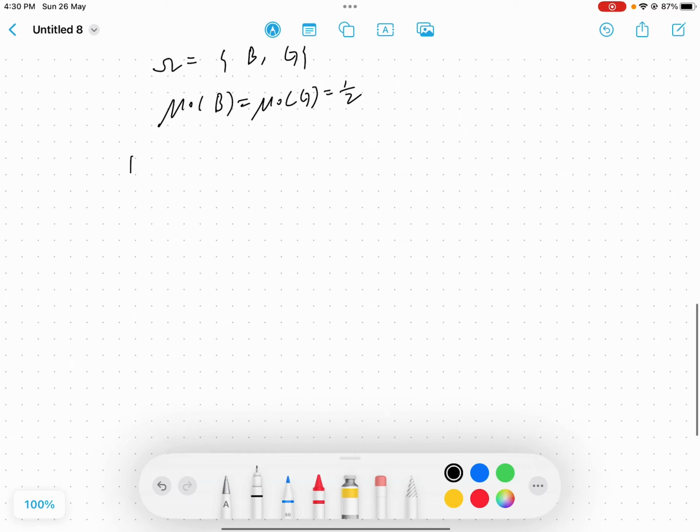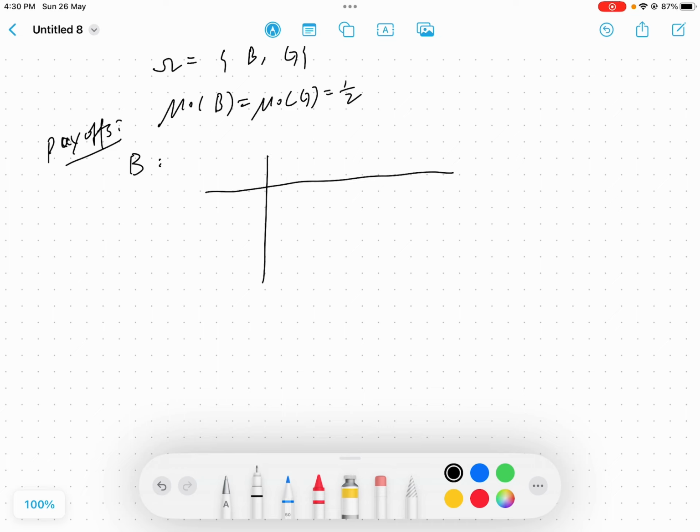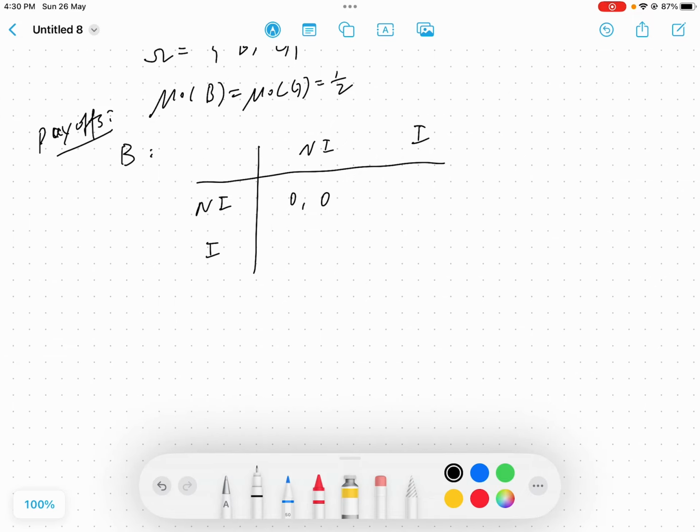Okay, so if the market now is bad, then this is the payoff for the two players as follows. So the actions can be not invest or invest. If both of them do not invest, then they get 0/0, of course. If one invests and the other one doesn't, then the person who invests has some loss of -1, and the person who doesn't invest remains 0. Okay, and this is symmetric.